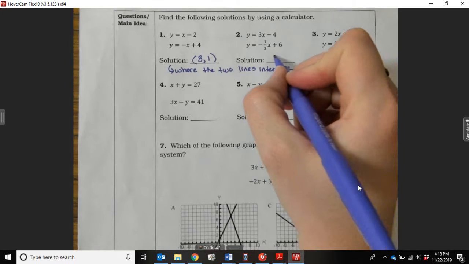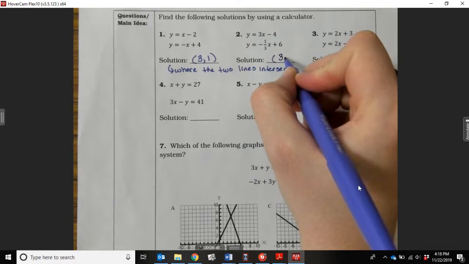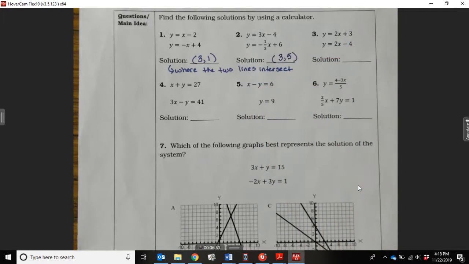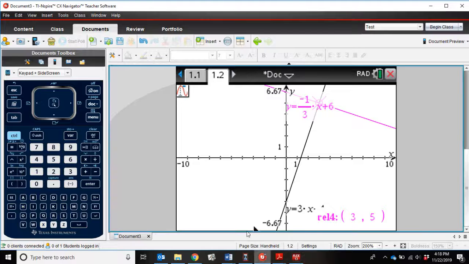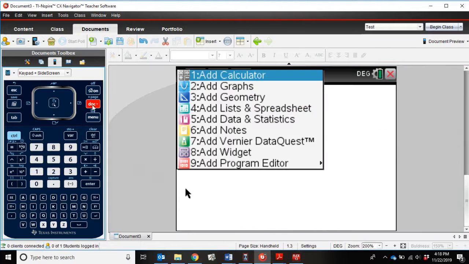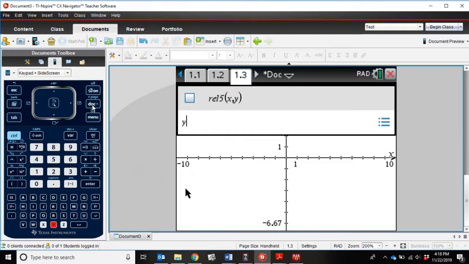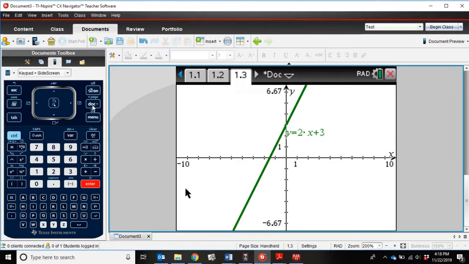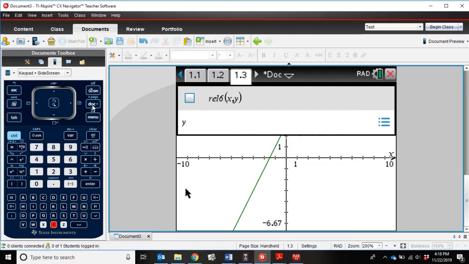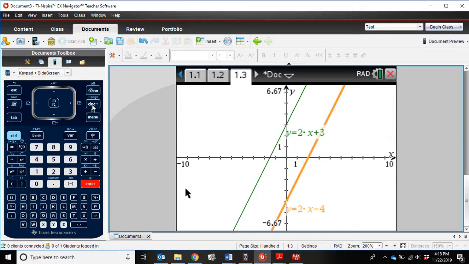So that's the answer to number 2. And then the answer to number 3, let's go graph that one. I'm going to get, again, a new graph page. And I'm picking a relation. I'm just typing all these as relations today. Y equals 2x plus 3. Press tab, and I have y equals 2x minus 4.